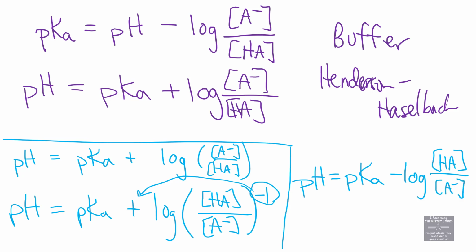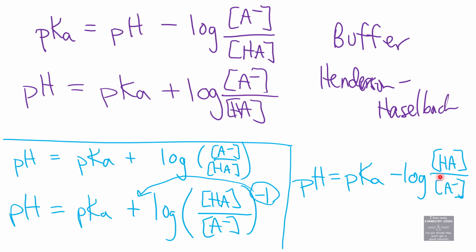Yeah, I know. Just be glad that we're not in person for me to do that with you. So plus log of A minus over HA, or minus log of HA over A minus, plus base over acid or minus acid over base. I don't care which you use, but you're going to have to use this equation again and again and again. When you recognize a system is a buffer solution, you can make your work much easier by using the Henderson-Hasselbalch equation. Okay, we're about to breeze through some examples and use this a couple of times.